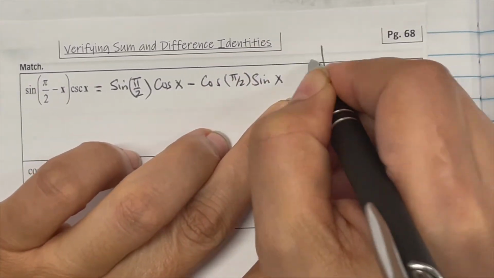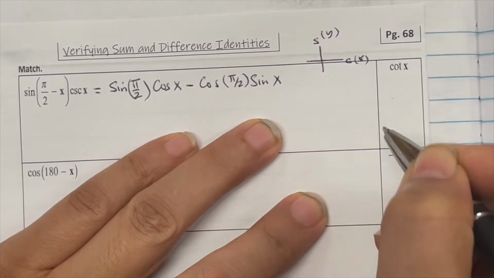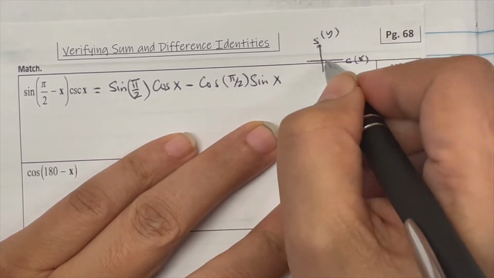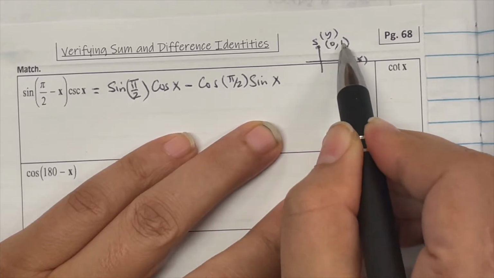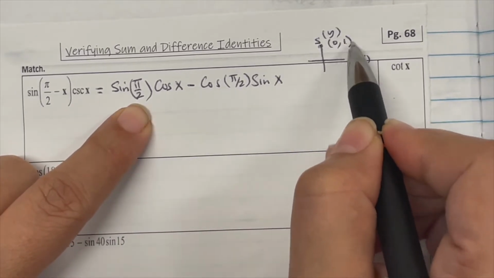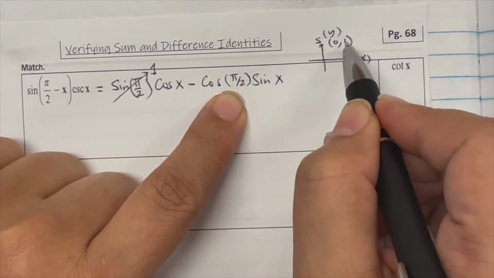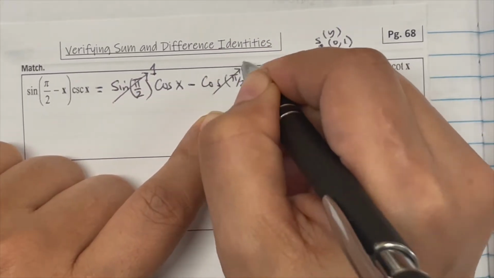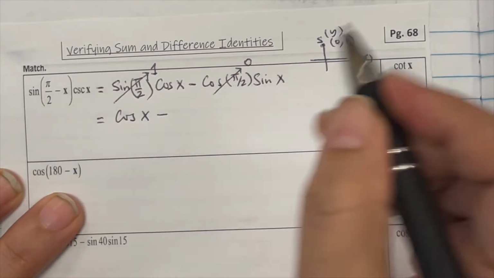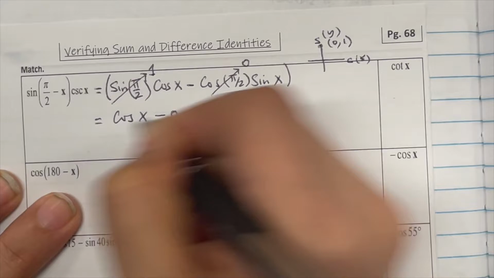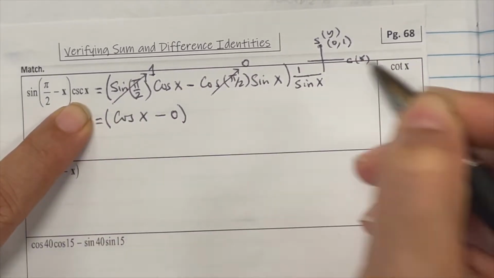All right, so we're going to use my left-hand rule. Remember, the x-axis is cosine, the y-axis is sine, and we're looking for 90. That coordinate is (0, 1), and the first one is cosine, the second one is sine. So sine of 90 is 1, so that's going to give me 1 times cosine x, and cosine of 90 is 0. So 1 times cosine x is cosine x, 0 times anything is 0, and then all of that is multiplied by the cosecant x that's outside, which is 1 over sine x.